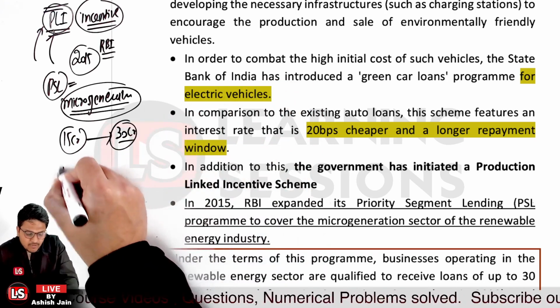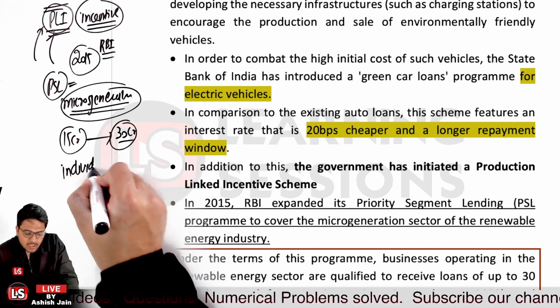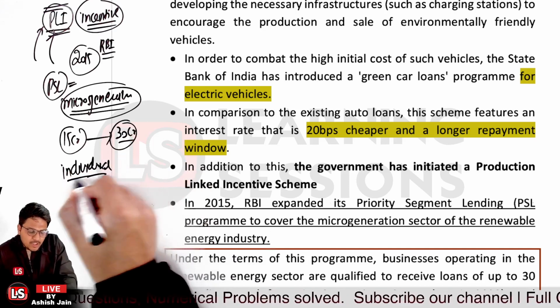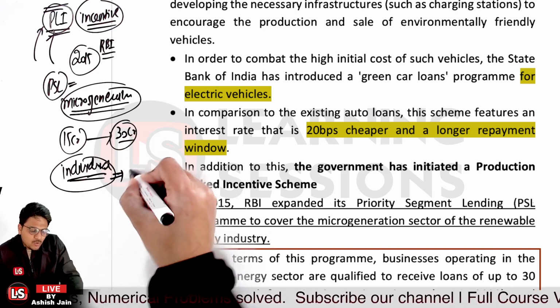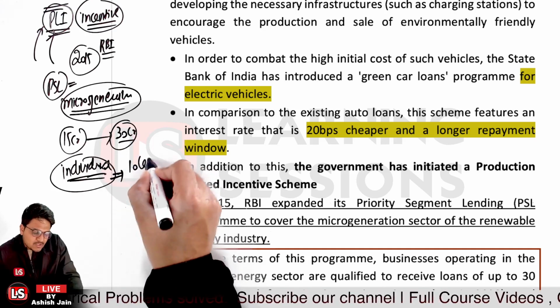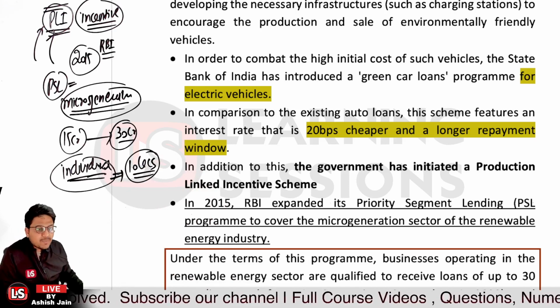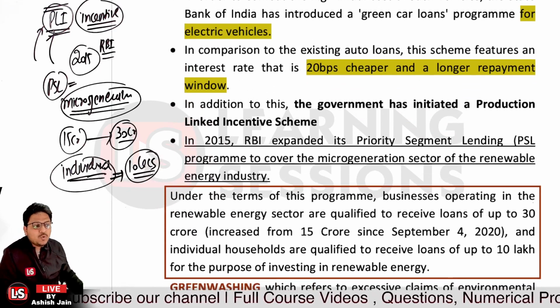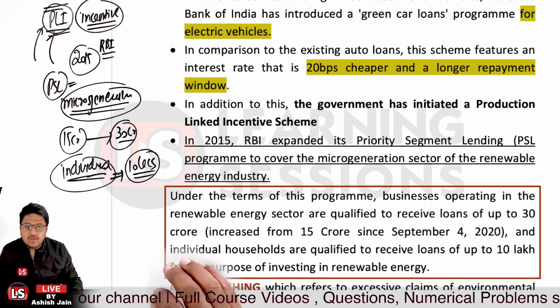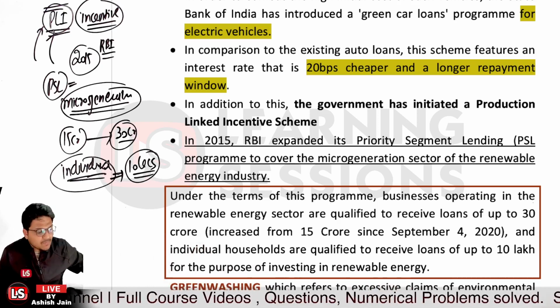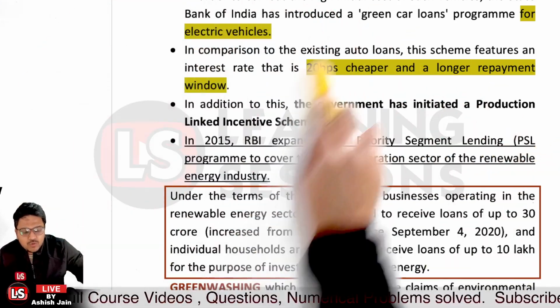And further, if you're an individual, you can get a loan up to rupees 10 lakh for renewable energy purposes. Let's say you want to install a solar plant or a smaller hydro plant, a micro generation plant. You'll be getting a loan up to 10 lakh so as to invest in renewable energy resources, right?